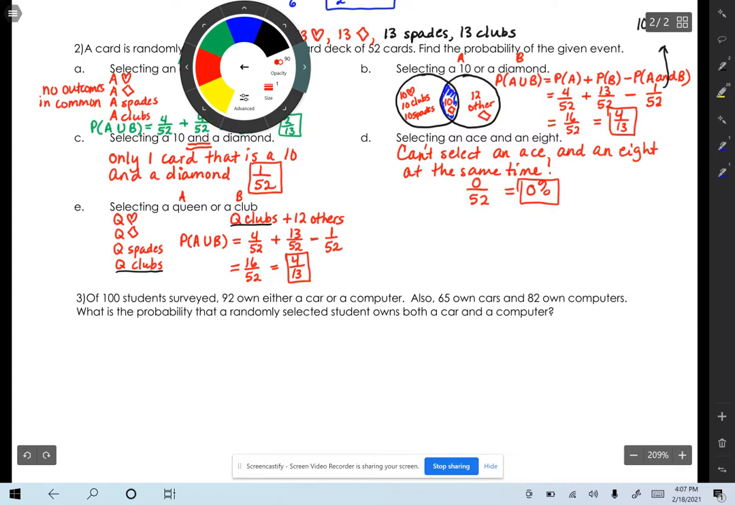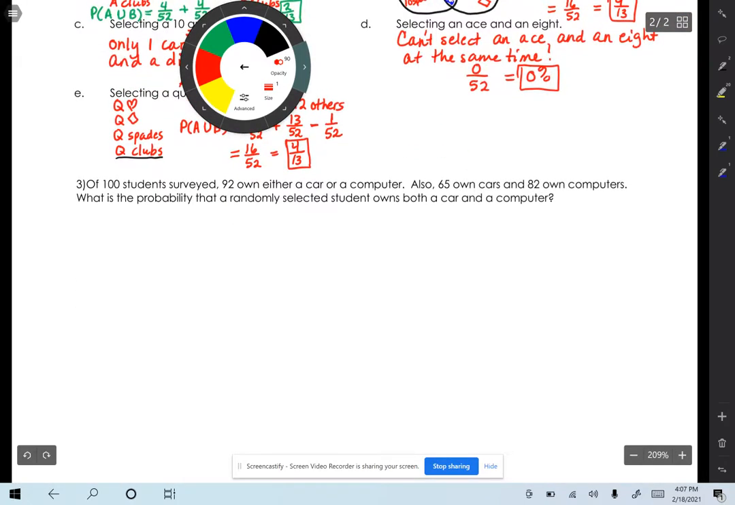Okay. Our last question. Of 100 students surveyed, 92 own either a car or a computer. Also, 65 own cars and 82 own computers. What is the probability that a randomly selected student owns both a car and a computer? So for this one, let's look at the first sentence. Of 100 students surveyed, 92 own either a car or a computer. Okay, so that's going to be our left side of our equation. Also, 65 own cars, so that can be an event, and 82 own computers, the other event.